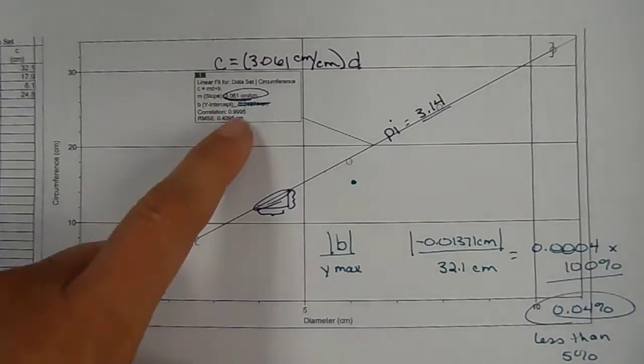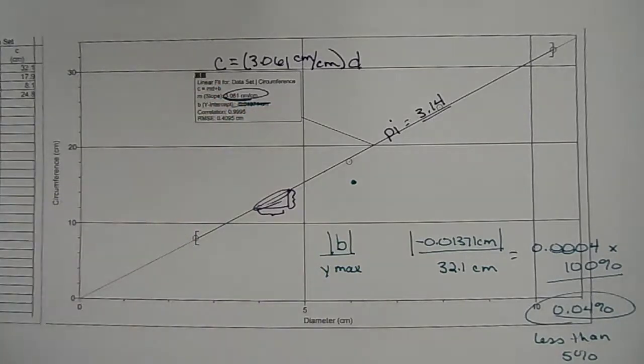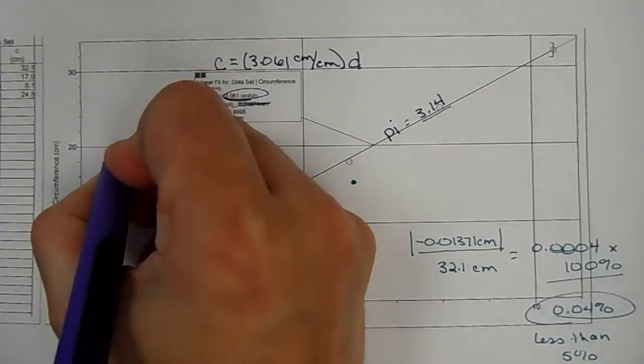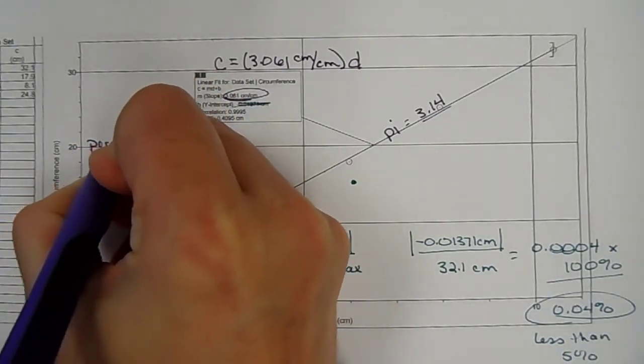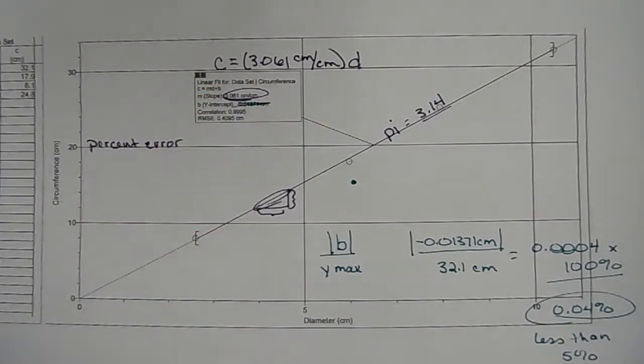But look at our slope. We didn't get 3.14. We got 3.061. This is close, but not perfect. But we can figure out how close. This is called percent error. So how close were we to the actual answer? How accurate were we in our measurements?